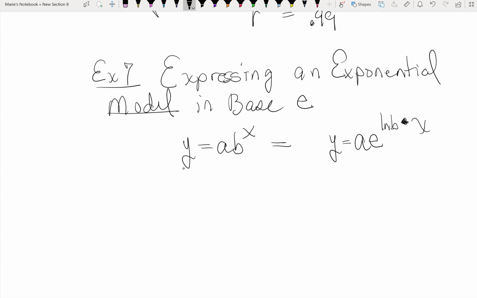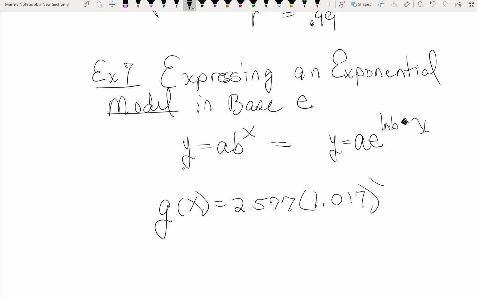They do give you a model here. They tell you in this example that g of x as a model is equal to 2.577 times 1.017 raised to the x. And in this case, they want us to rewrite it as a function with base e.